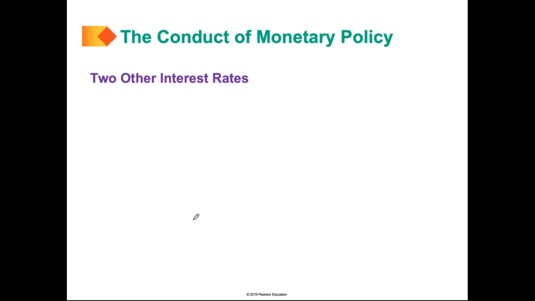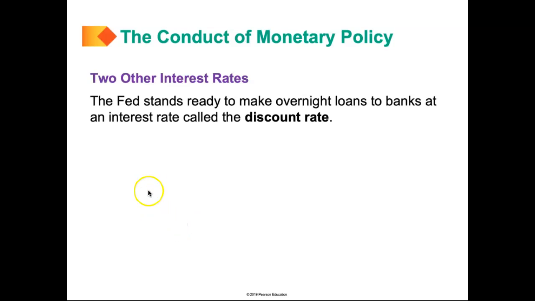Now, the interest rate at which the Federal Reserve charges banks, especially banks who come to the Federal Reserve to loan money, is known as the discount rate. So the discount rate is basically the interest rate charged on overnight loans made to banks by the Federal Reserve.